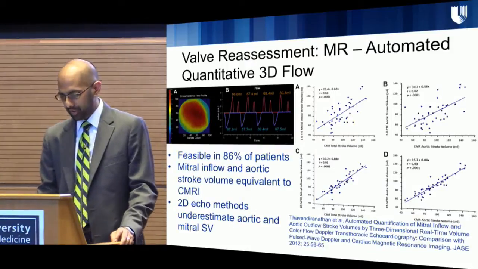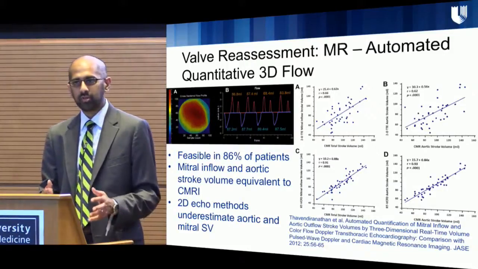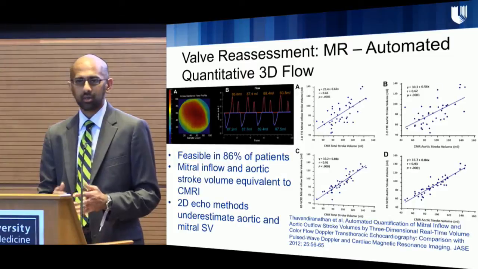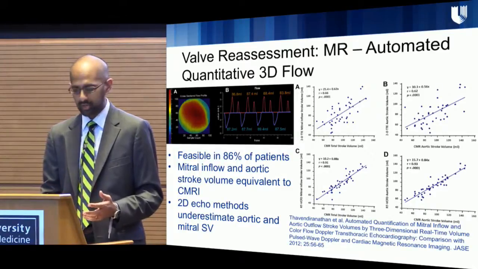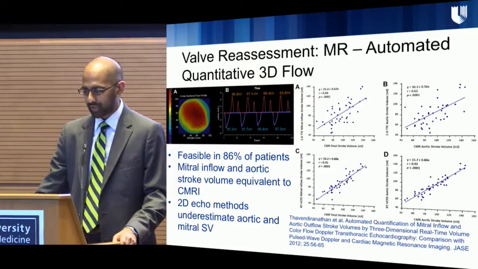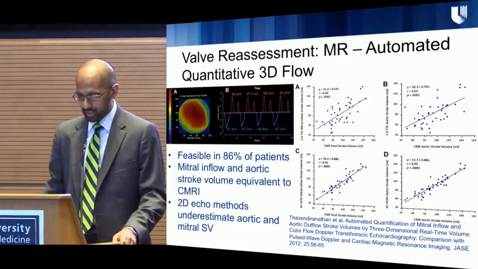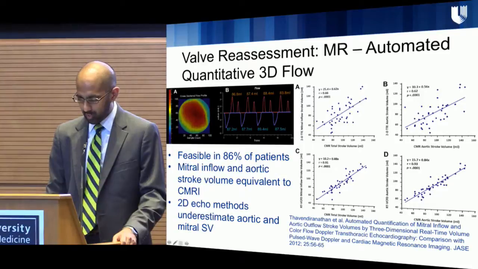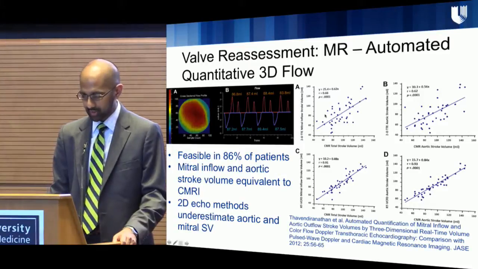And now a little bit of a glimpse into the future. So I've shown you data for essentially techniques that are widely available and widely used now. And what this is, is automated real-time quantification of valvular regurgitation. And so right now this is not widely available, although it's done at some centers.